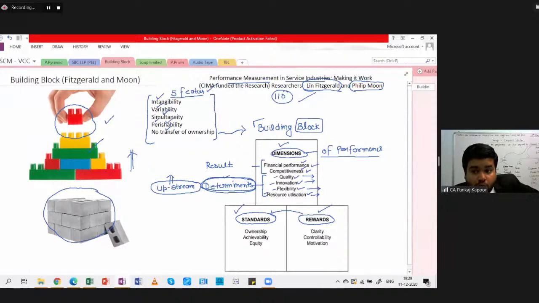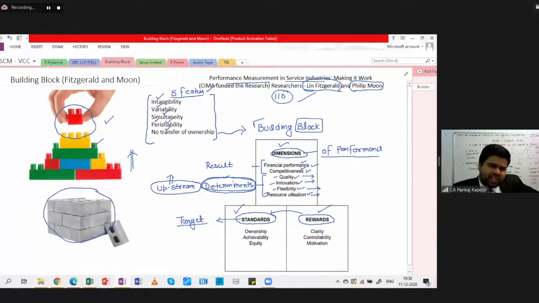But how will these improve? To improve the quality, to do the innovation, to enhance the flexibility, you need to give targets to your staff. Now I am moving to another block, the standard. You need to give targets to your staff.